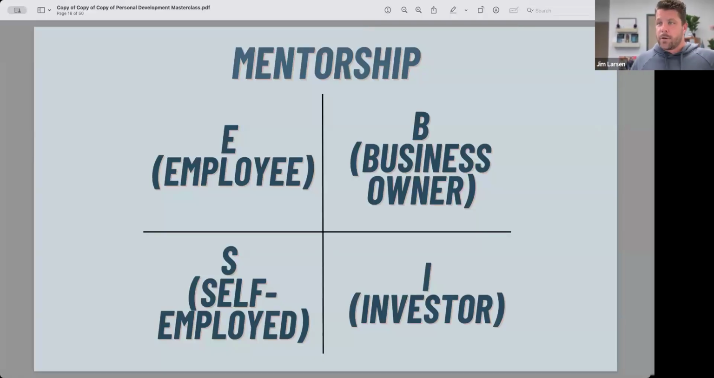So you've got the E quadrant, the employee, top left, and you're going to follow a trajectory this way. So E, employee, down to S, self-employed. These are both on the left-hand side, and there's a big gulf between the left-hand and the right-hand side. The right-hand side, you start at the top as a business owner and then down to I, as investor. All right. So E to S, S to B, B to I. Now I'm going to walk through each of these.